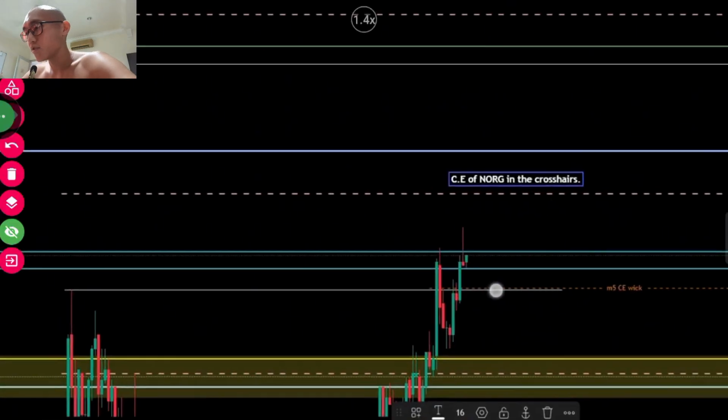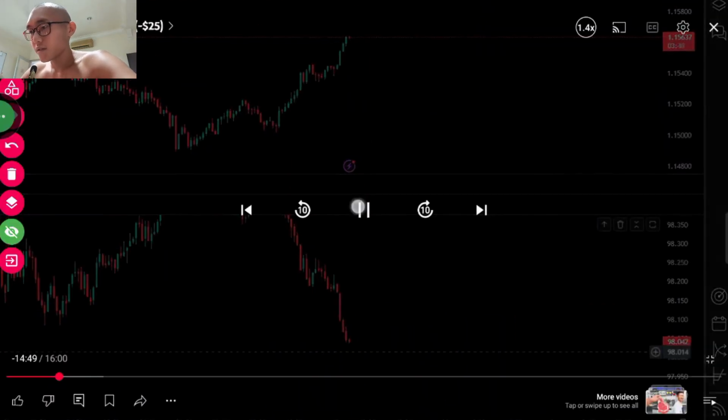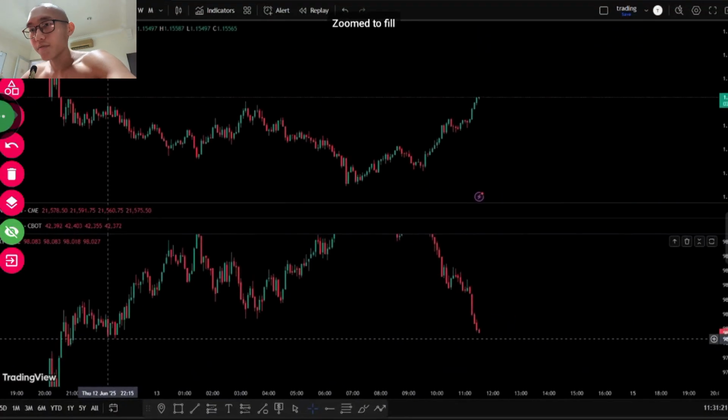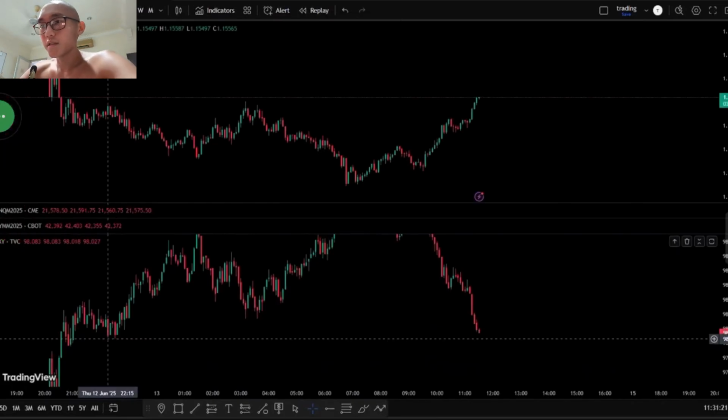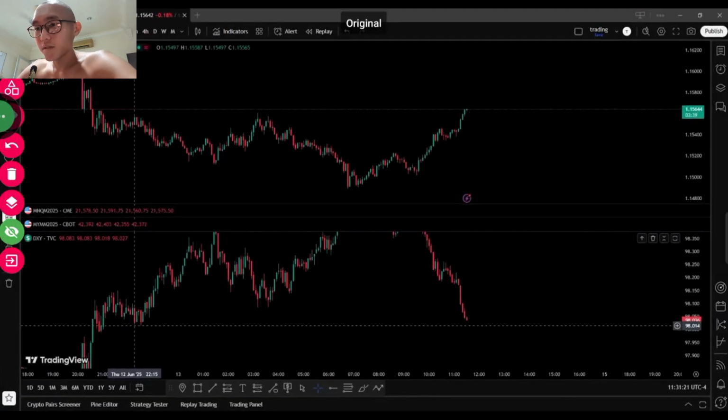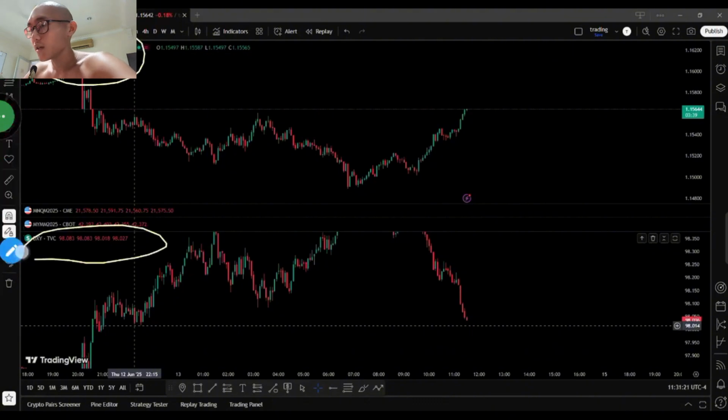Okay, yeah. So I said CE of new opening range gap in the crosshairs. So basically, right now we also must have to look at the forex. Okay, so if you have a look at the forex, see this is Euro USD. Euro USD and dollar. So Euro USD go up, dollar go down. So right now there's symmetry there. Okay, so Euro USD go up and dollar go lower. So yep.